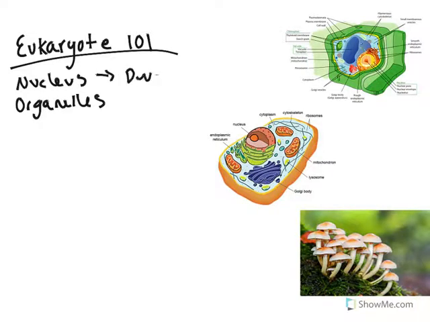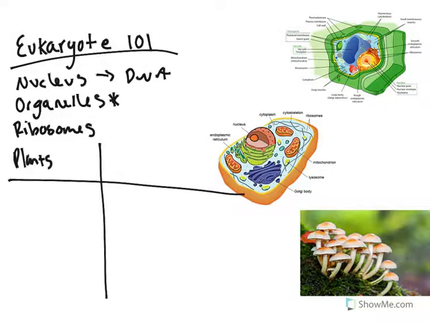I'm just going to put, DNA's in the nucleus. We got ribosomes as well. And we actually can compare and contrast your plant and animal cells. They're a little bit different, right? Plants have a cell wall. They got chloroplasts to undergo photosynthesis and things like that. So we have nucleus, organelles, ribosomes. The organelle thing is huge. And then we can do a little plants versus animals.